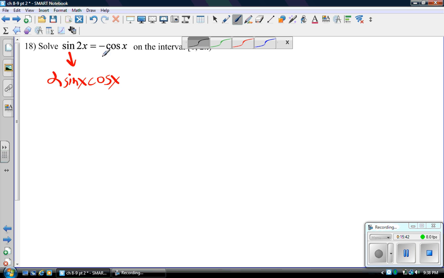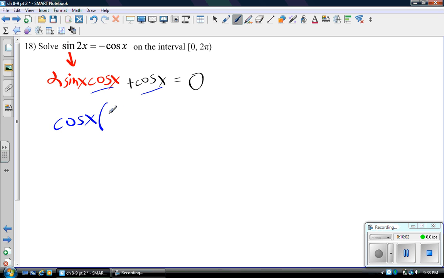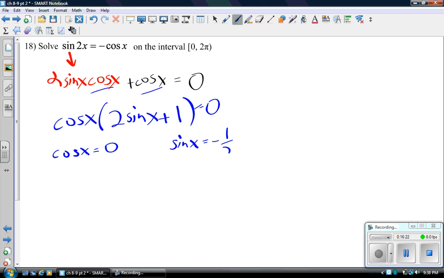I'm going to go ahead and add this over, the negative cosine, to the same side. So plus cosine equals 0. Now looking at this, I do have a common factor of cosine. So I can factor that out. So cosine x, if I factor out cosine, I have 2 sine x plus 1 equals 0. Now it goes back to the same kind of problems we've done several times. I want the cosine to equal 0. That'll zero everything out. Or I want the sine to equal negative 1/2.